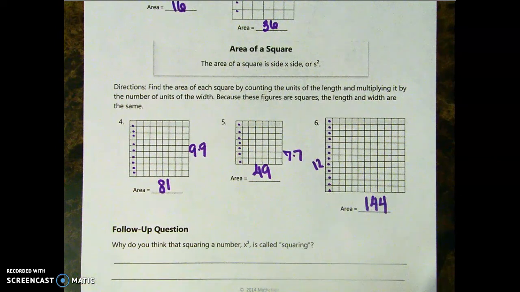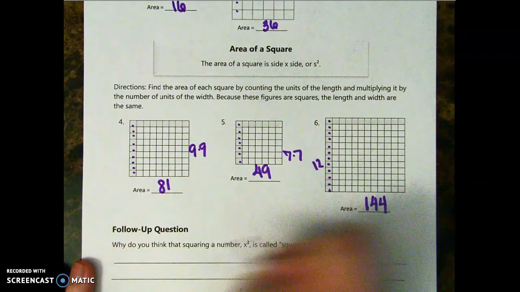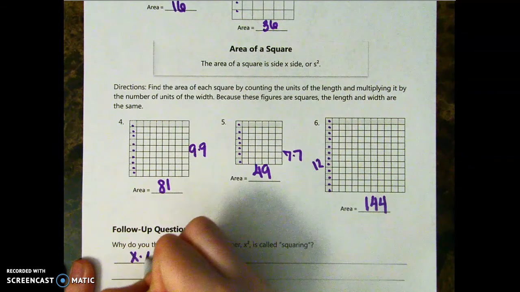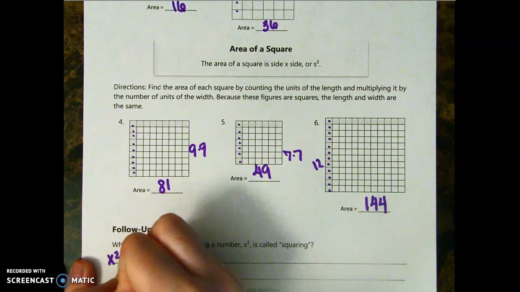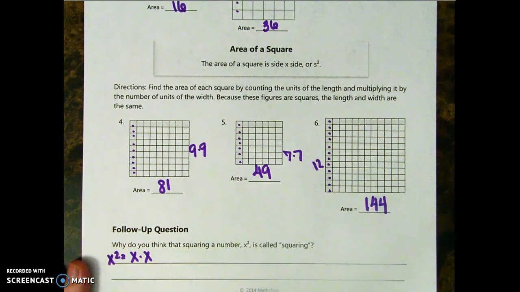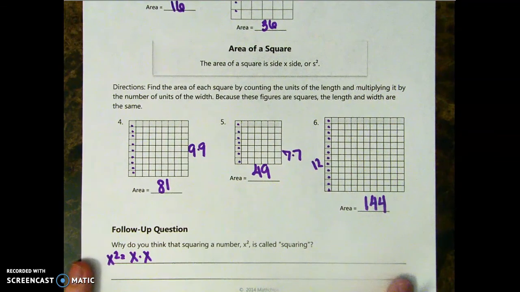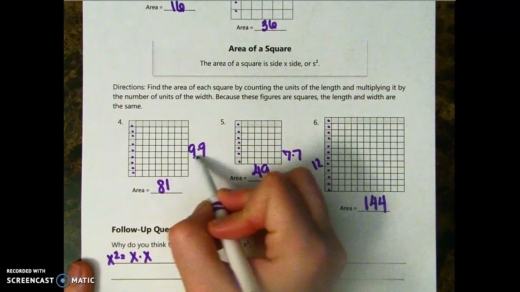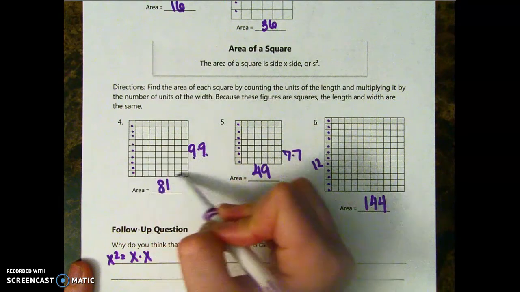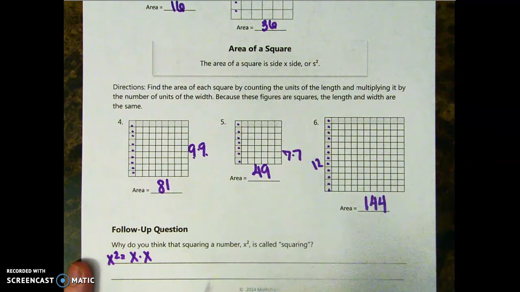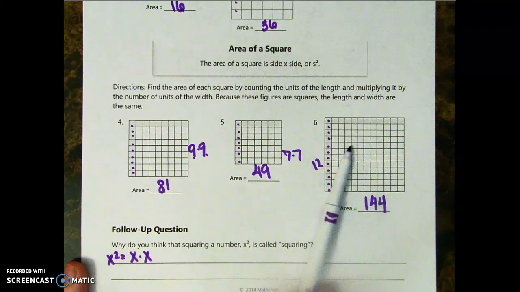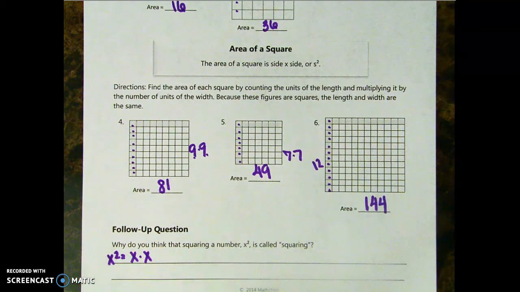So why do you think that squaring a number, x squared, is called squaring? Anytime that I do x times x, that's what x squared really is. They call it squaring, and we kind of did this already with our perfect squares. Is it because it creates a perfect square? Anytime I did 9 times 9, whenever I multiplied those with a visual, it created a square. So it's called squaring when you find the area, because you are finding the area, and it makes a square shape.